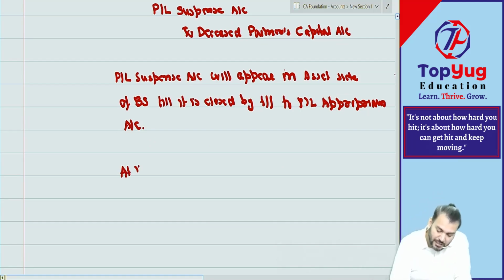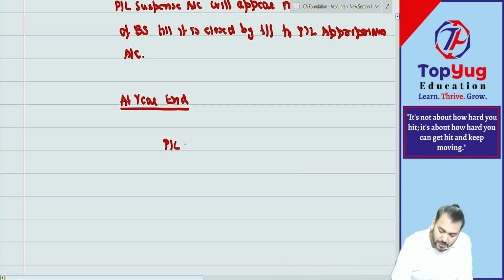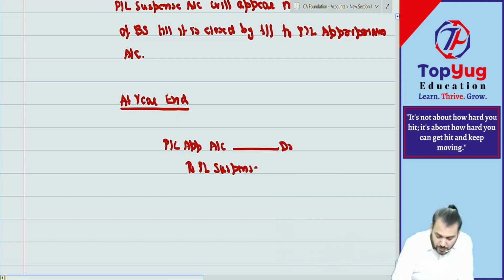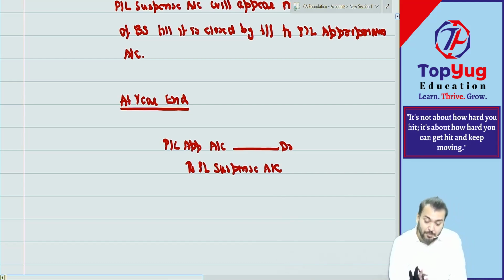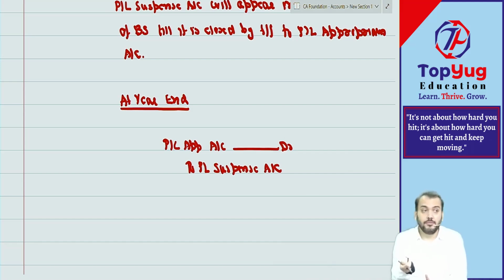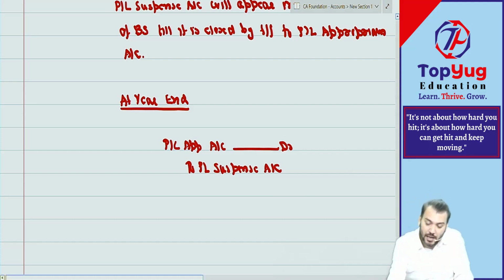So at year end, what journal entry will you do? P&L appropriation account debit to what? P&L suspense account. So if you are preparing the balance sheet at year end, then the P&L suspense account will not come in the balance sheet, because it is already closed. If you are preparing the balance sheet on the date of death, then the P&L suspense account will appear in the balance sheet. Have you understood this para?